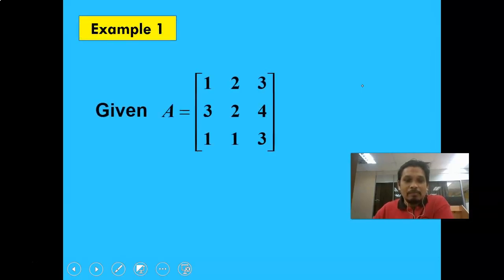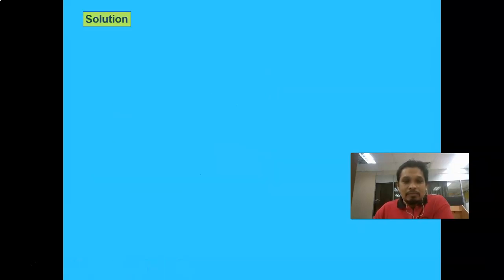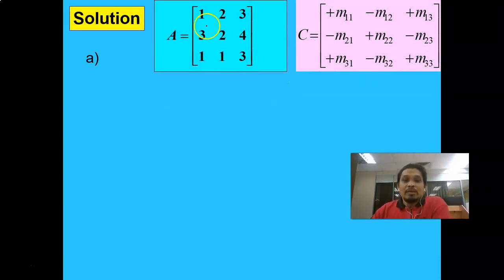Example: given the matrix A here, find the adjoint. This is the matrix A based on the question, and this is what we learned last time, the minor and cofactor. Now C11, based on row number 1 and column number 1. As we discussed in the previous lecture, we hide the element in row 1 and column 1. What you see now is 2, 4, 1, 3.